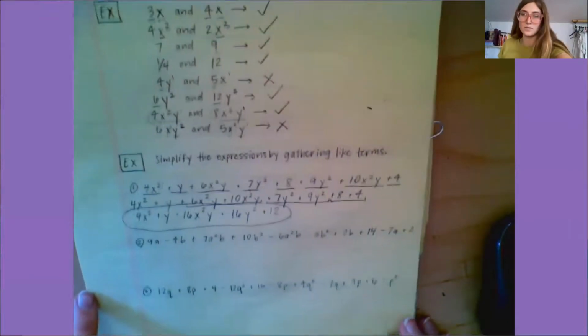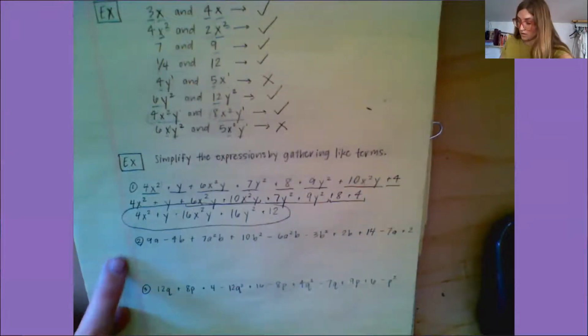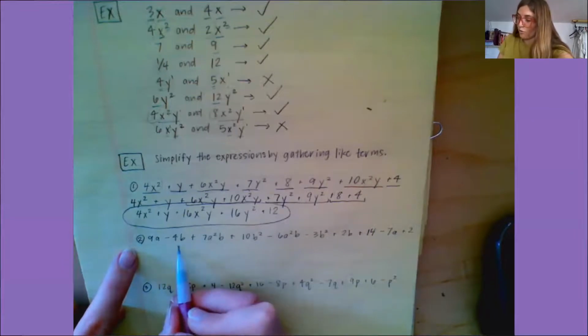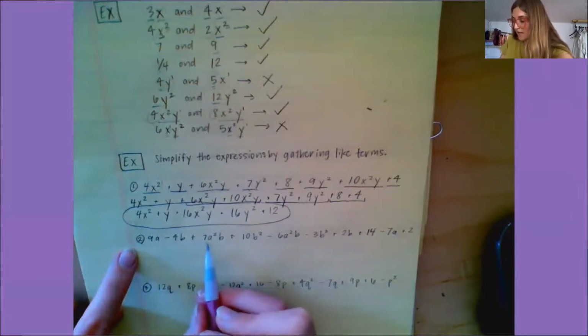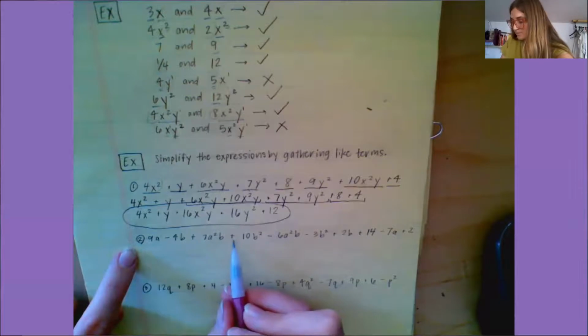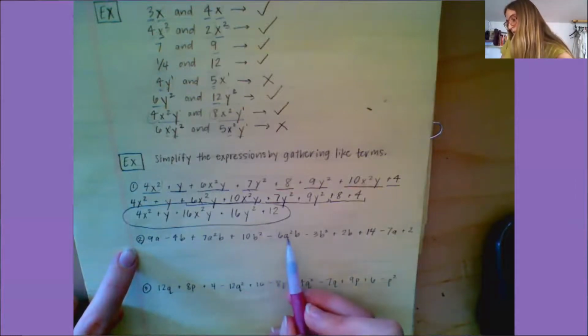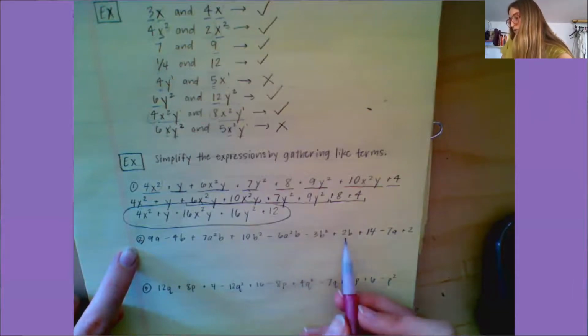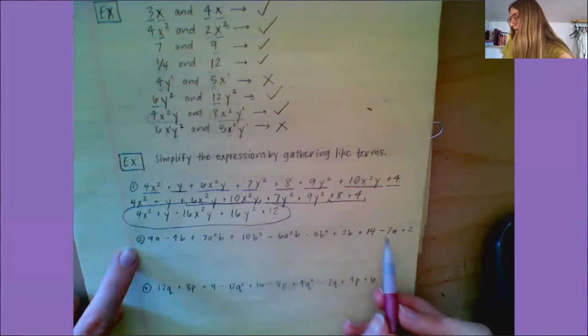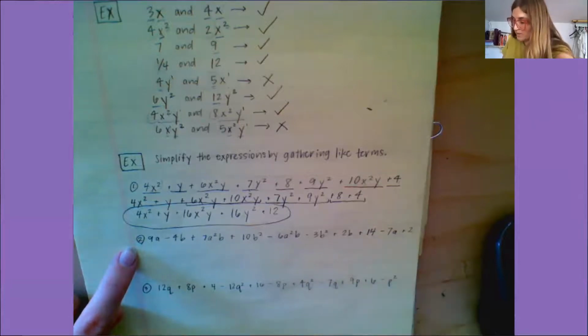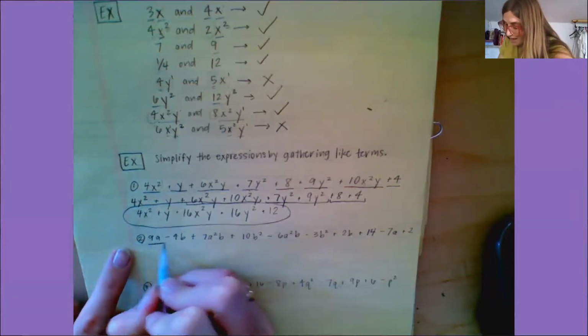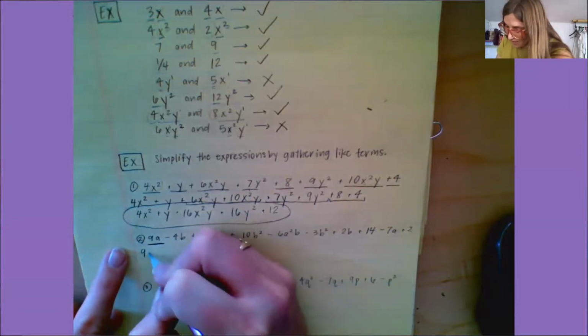Let's go on to the next one. I have 9a minus 4b plus 7a squared b plus 10b squared minus 6a squared b minus 3b squared plus 2b plus 14 minus 7a plus 2. So let's start with this 9a. I have 9a.